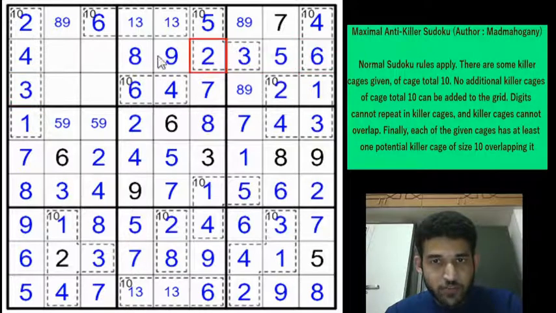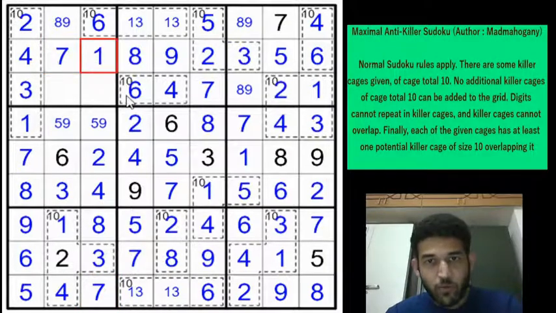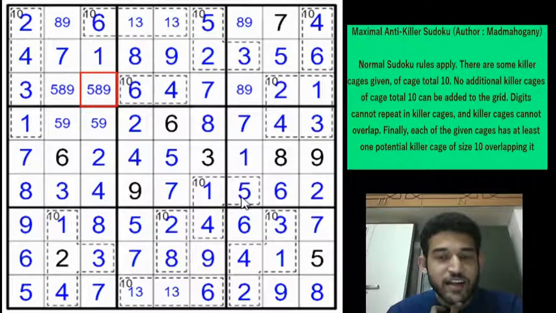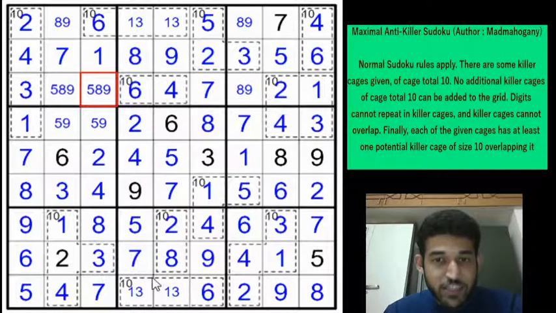So 3 5 6 2 4 8 9. Remaining digits are 1 and 7. A 7 is here, so 7 has to go here, and this will be a 1. Okay. Remaining digits are 5 8 and 9. We almost finished the Sudoku. I think the rule part, where each of the given cages will need to have at least one killer cage overlapping it with sum to 10, will come into play.